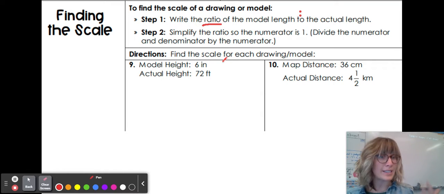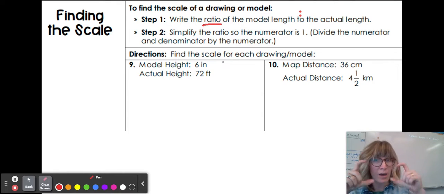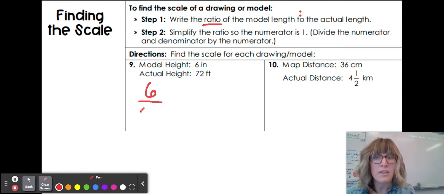So in this case, we don't know what the scale is yet, right? How it's growing or shrinking, but we want to find out. That's kind of what the scale factor is. So we're going to write the ratio per step 1 of the model height, or length in this case, we're told it's the height, to the actual height. So a 6:72 ratio. Okay. And then we want to simplify the ratio so that the numerator becomes 1.